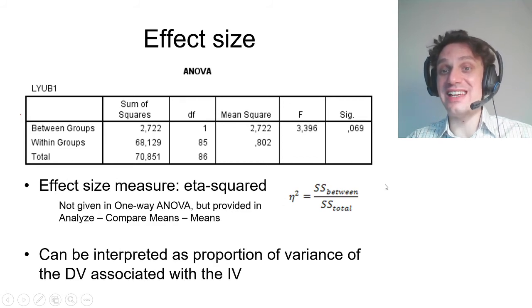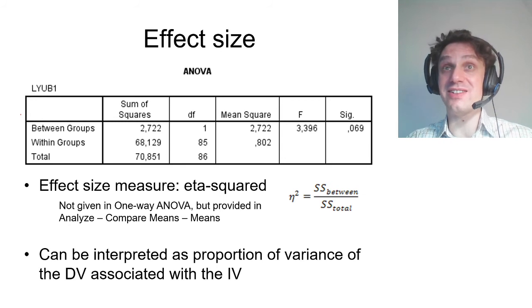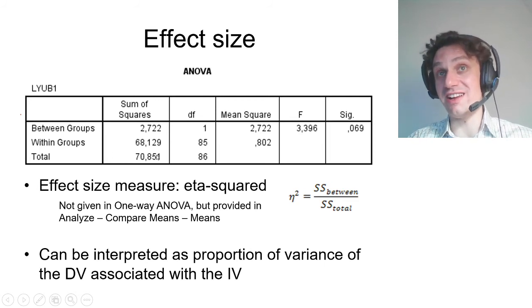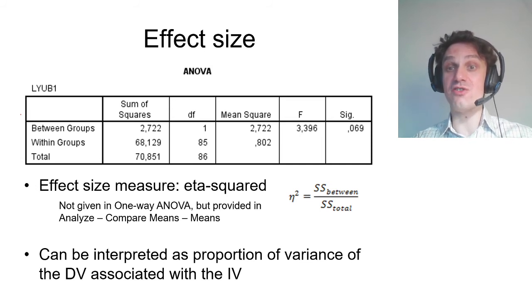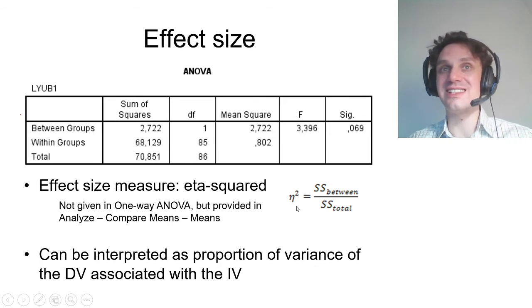If you want to calculate an effect size, if you are using an older version of SPSS, for a one-way ANOVA, calculating an effect size is very straightforward. You just need to divide your between group variance by your total variance. And you get a proportion of variance that is explained by group membership, that is explained by your independent variable. This proportion is called eta squared, and it's very similar to r squared. It is also a proportion of variance.